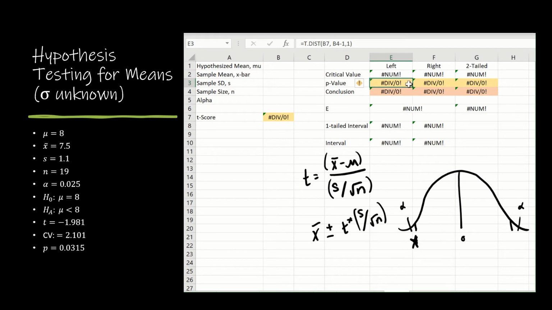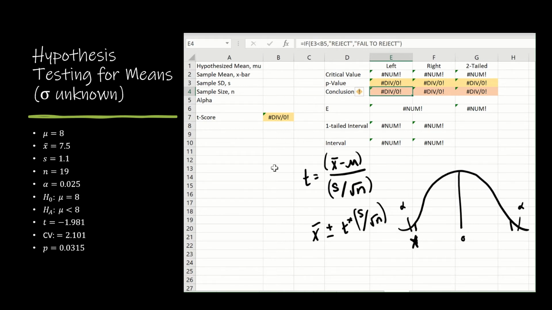Then to the right, the Excel function actually has a t-dist right, which is nice. So again, I can point it straight to alpha, and then sample size minus 1 for degrees of freedom. Conclusion, again, is just for all of you Excel dorks out there. If p is less than alpha, we're going to reject, otherwise we fail to reject. So that's everything for our test.